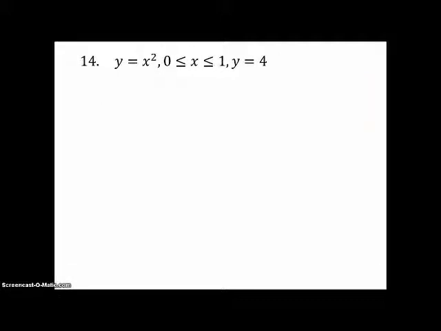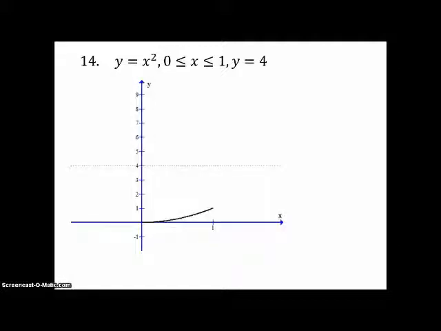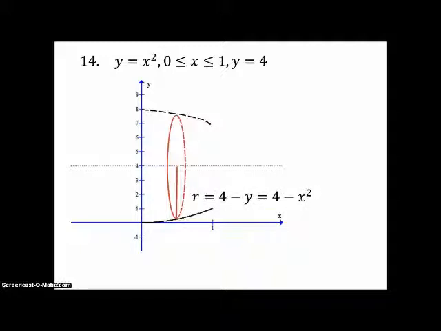Okay, now let's look at another example. Same curve, different values for x, 0 to 1 this time, and we're going to rotate around the line y equals 4, not the x or y-axis. So there's our curve and our line of rotation. There's our faux curve on the other side of y equals 4. There's a typical circle. Now this time the radius is not x or y. It goes from the line y equals 4 down to the curve. So it doesn't go all the way down to the x-axis, and therefore the radius is 4 minus y, or if we want it in terms of x, 4 minus x squared.